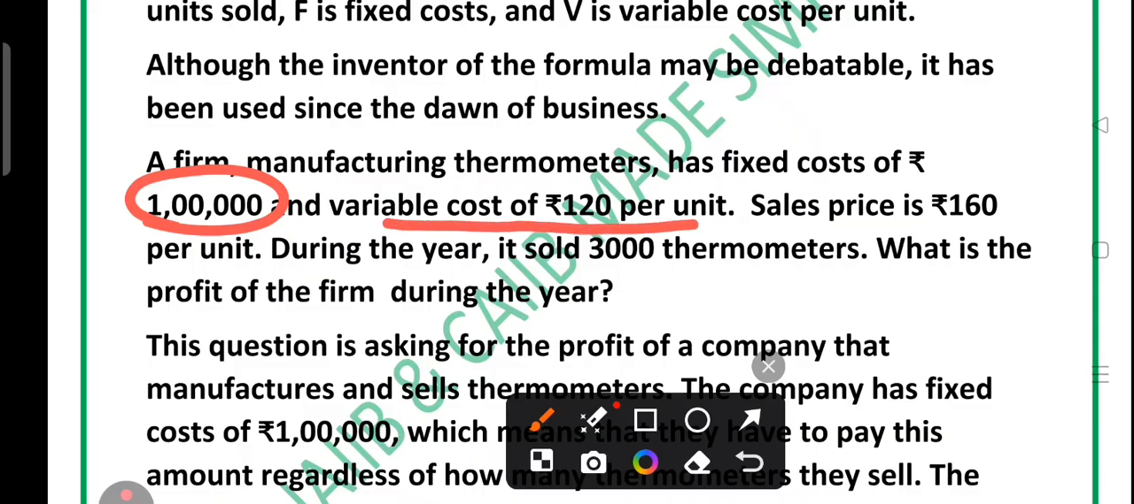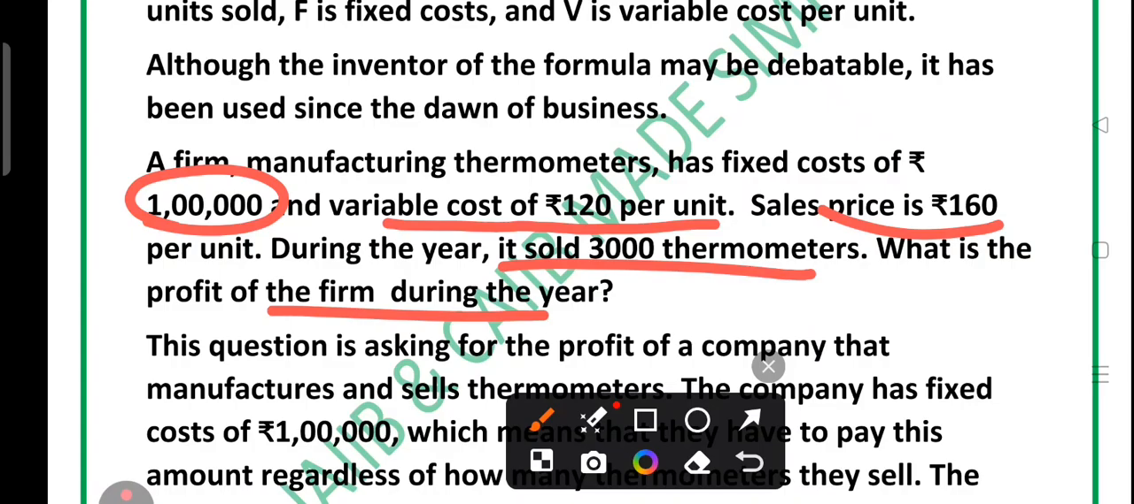Then variable cost per thermometer they have given is 120 rupees per unit. Selling price per thermometer they have given is 160 rupees per unit. And units sold in the year is 3000 thermometers. Now we need to find the profit for the year. That is what we need to find. So how do we find that?